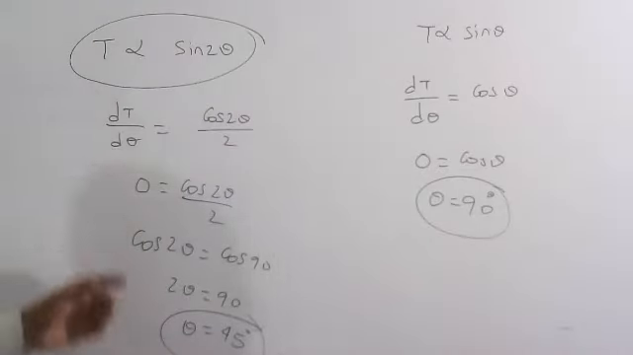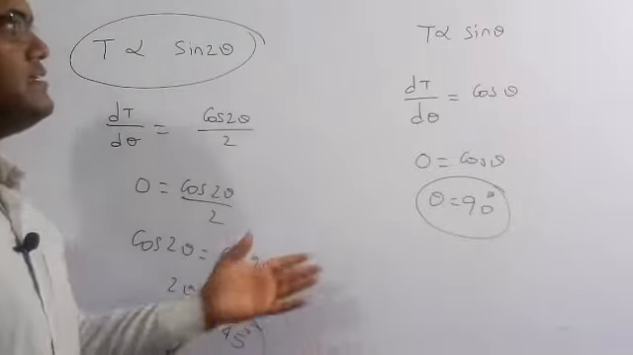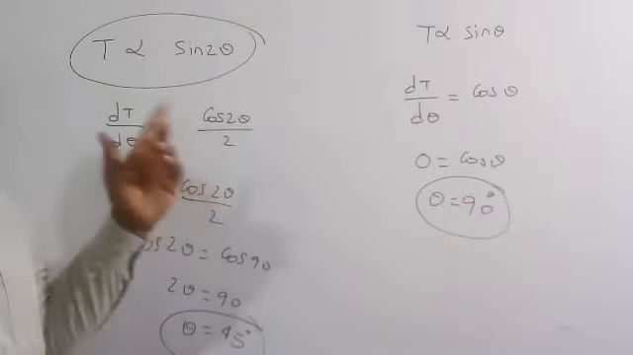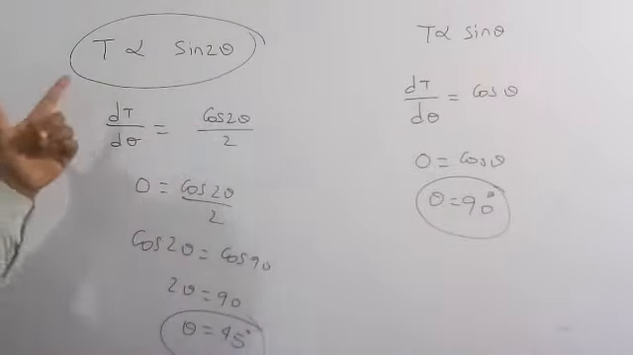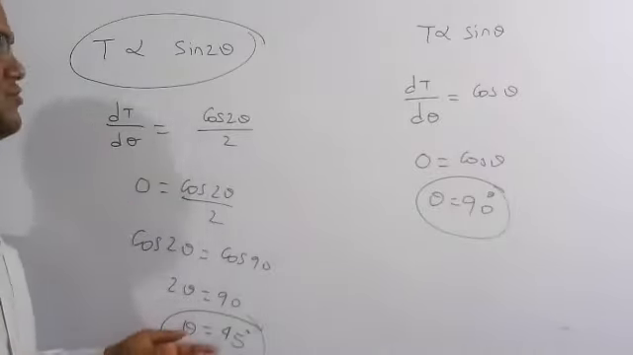But for a salient pole synchronous motor, we need to have it at 45 degrees. At 45 degrees there will be a maximum torque. So this is the relation between the salient pole and cylindrical pole. But in the question they asked only for salient pole. So therefore theta equal to 45 is the correct solution of this question.